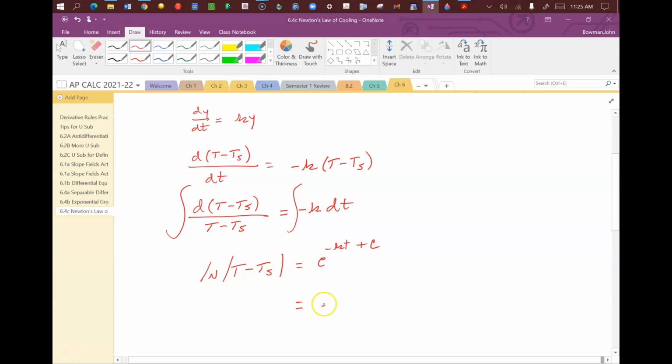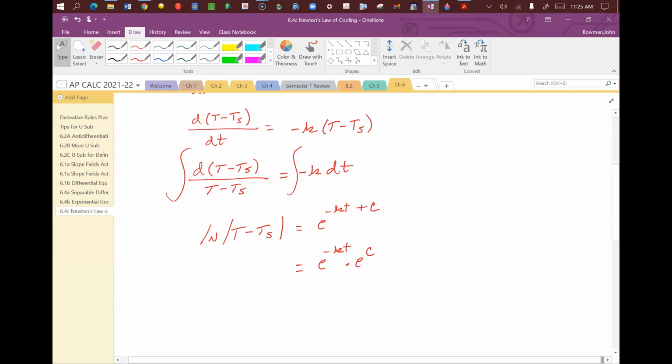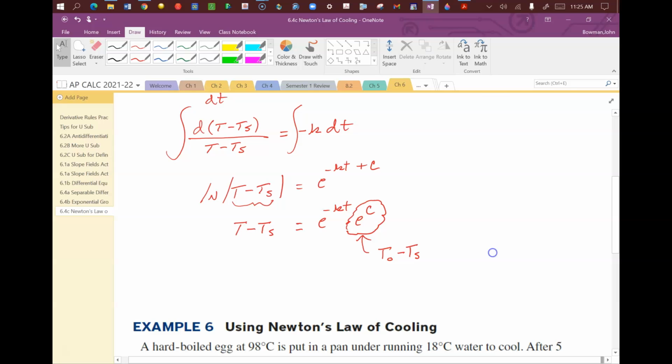And then we would write that as e to the negative kt times e to the c. Since we're talking about cooling, the difference T minus Ts, T being the temperature of the object and Ts being the temperature of the surroundings, we don't have to worry about the absolute value because that difference is going to be positive. If we solve for that constant out in front, e to the c, it turns out to be the initial temperature of the object minus the temperature of the surroundings.